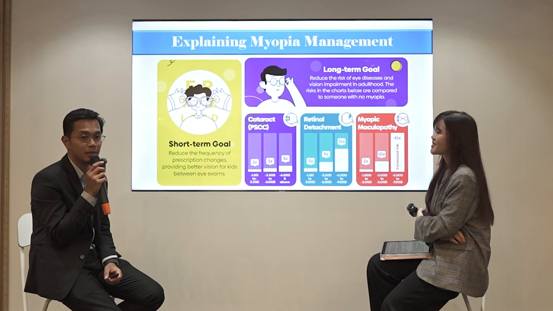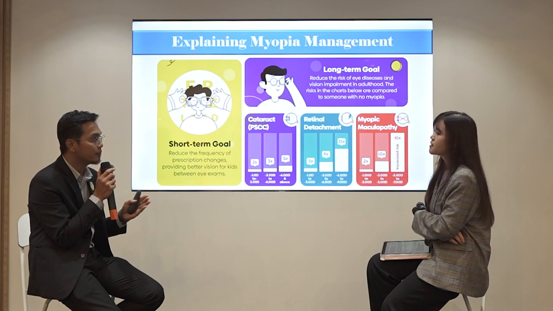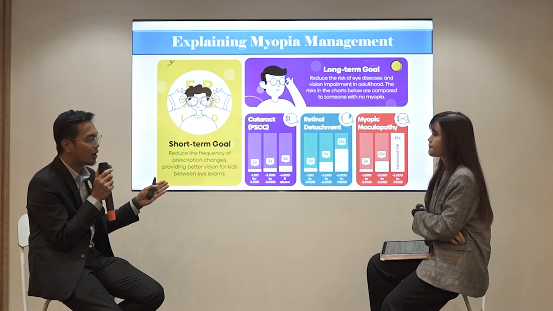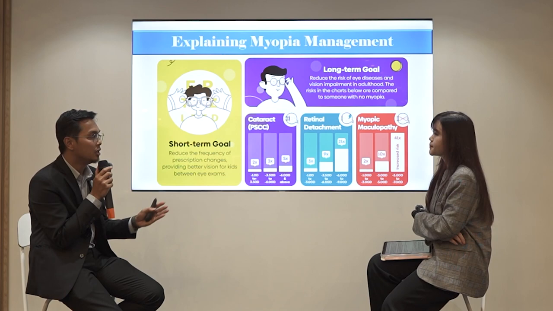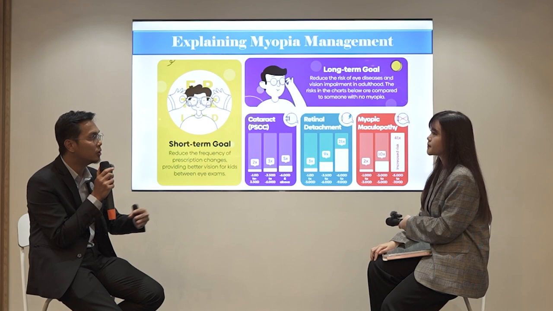are underperforming. So other than that, when you manage the power properly, the power progression is slower, then by the end, while waiting for the next eye check, the vision is still okay, not totally blur. If you don't manage properly, by the time they wait for another 1 year or 6 month checkup, the power has already progressed so fast, then the vision has also become blur.